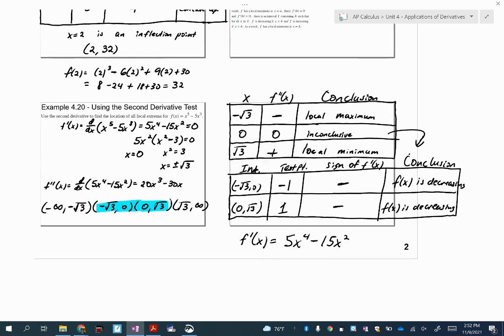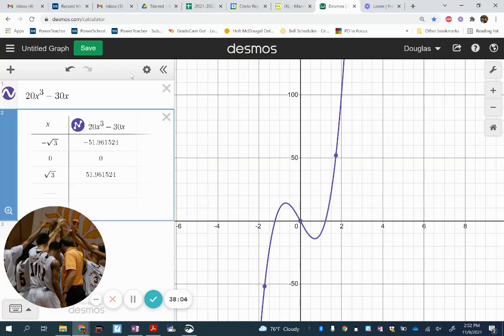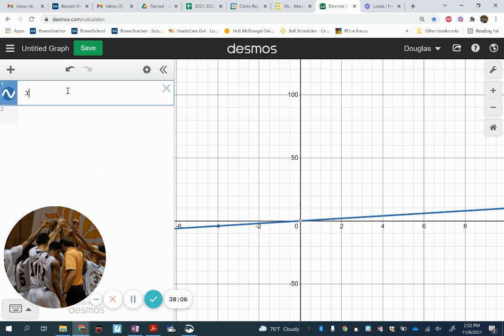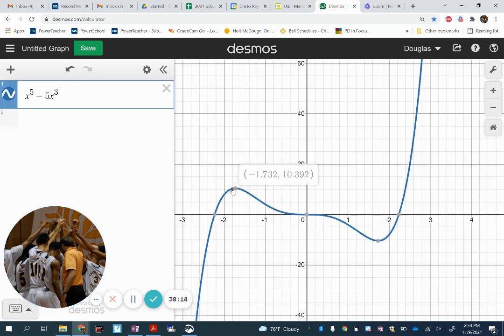Okay, so let me graph this for you, and then we'll be done with all this information from this lesson. So let me graph the original function, x to the fifth power minus 5x cubed. Again, we're honing in on 3 points here: negative square root of 3, positive square root of 3, and 0. You'll notice that we have a local maximum at negative square root of 3, a local minimum at positive square root of 3, and we don't have any extrema at x equals 0.